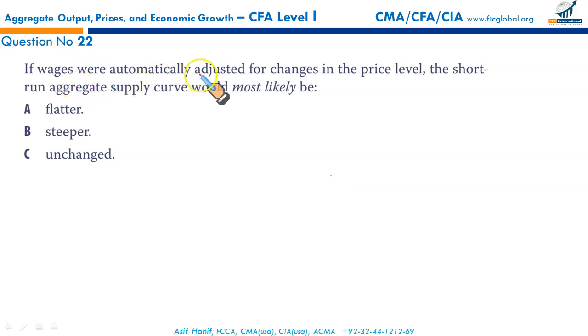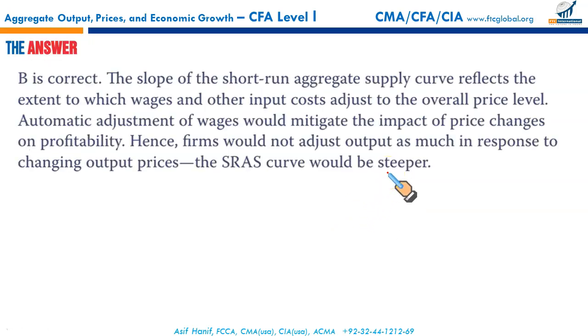If wages were automatically adjusted for changes in the price level, the short run aggregate supply curve would be, well, the slope of the short run aggregate supply curve basically reflects the extent to which wages and other input costs adjust to the overall price level. Since automatic adjustment of wages would reduce the impact of price changes on profitability, firms would not adjust output as much in response to the changing inputs. So the short run aggregate supply curve would be steeper. B.